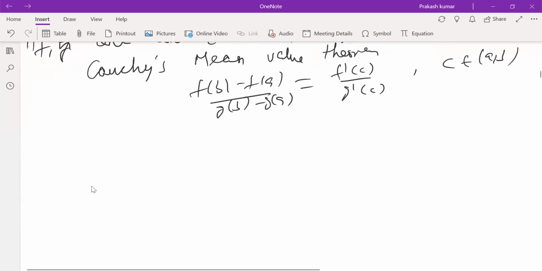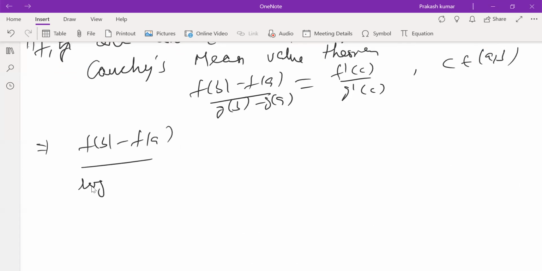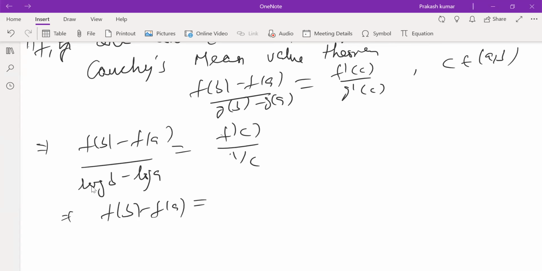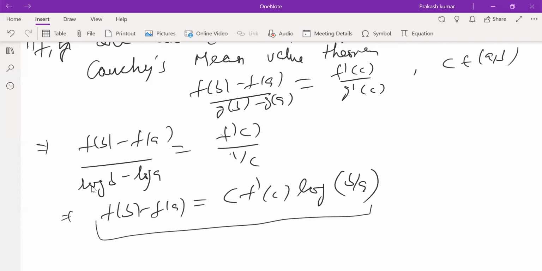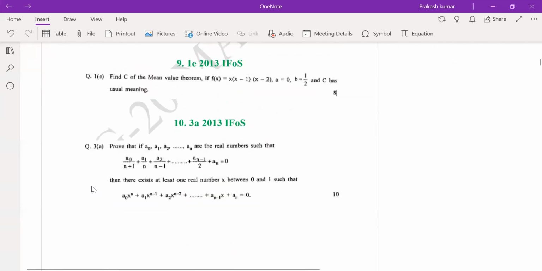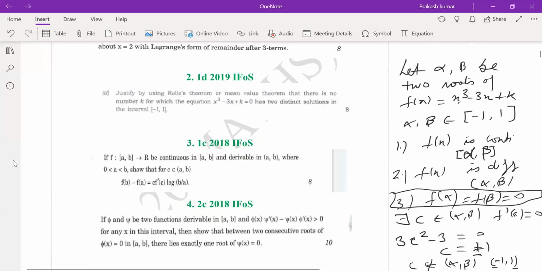So now, if you solve it further, f(b) minus f(a) upon log b minus log a is equal to f'(c) upon what is g'(c)? 1 by c, right? So f(b) minus f(a) is equal to c times f'(c) into log b minus log a, which is log b by a. So this is the thing that we needed to prove, and we have proved it, right? So this was the third question, right?